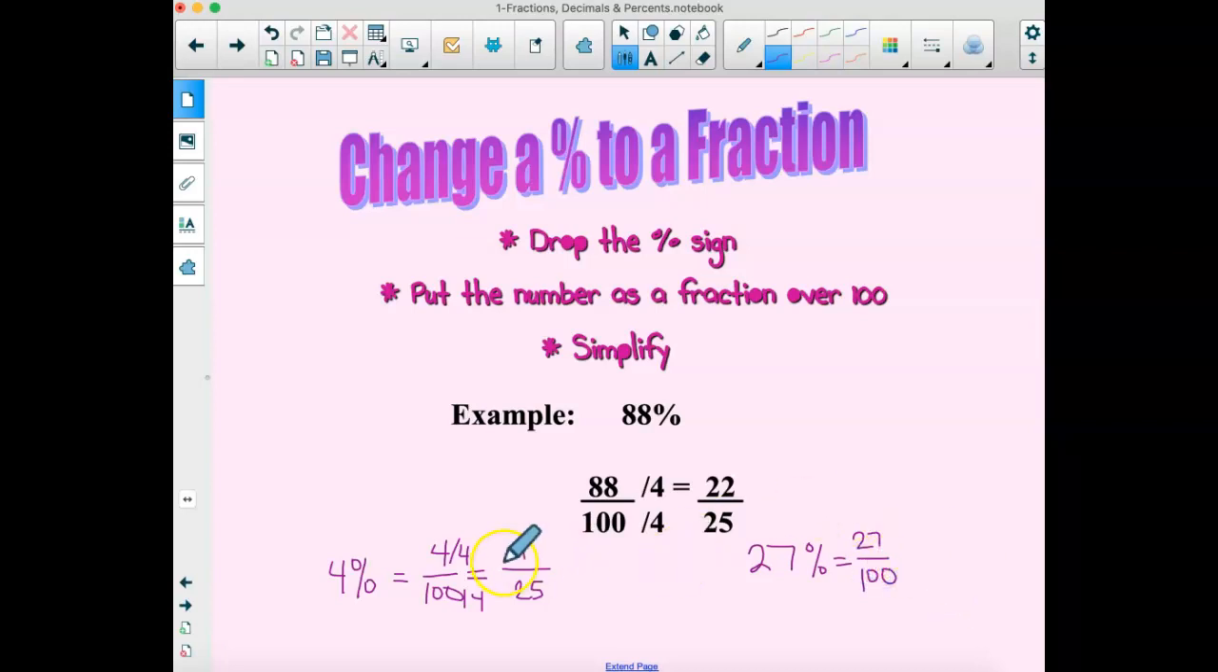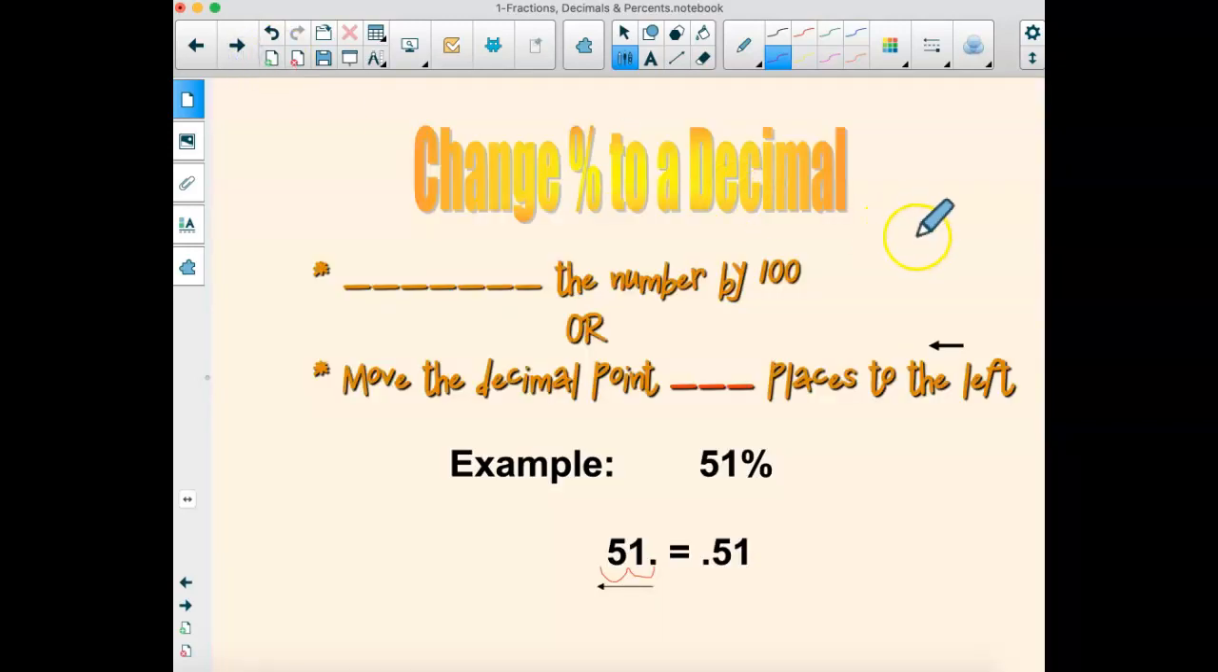Now, if you need to pause the video to write down those examples on your notes, you can do so, and then just hit play once you have that written down. The next thing would be to change a percent to a decimal. Okay, and in order to do that, you would have to divide the number by 100. So you can use your calculator to just divide the number by 100. Or the really quick, easy way to do that is to move the decimal point 2 places to the left. So you can pause the video, fill in those blanks.